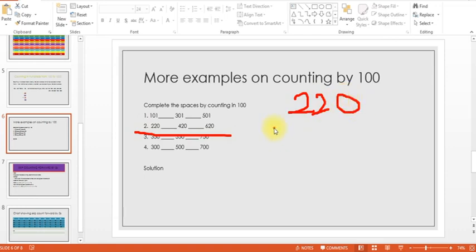220. Sorry, 220. So what is the next available number for this space? So we add only 100 to it. Okay. 100. Because we are skip counting. Sorry, we are counting by 100. So let's add 100 to 200 and what? 20.